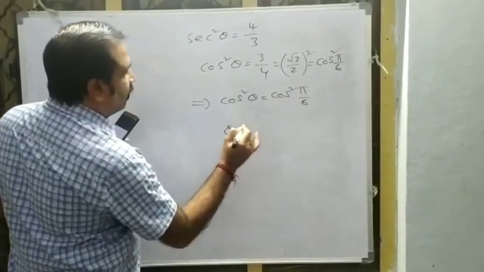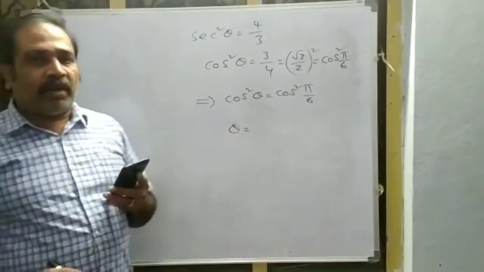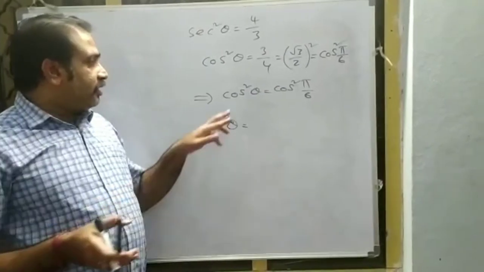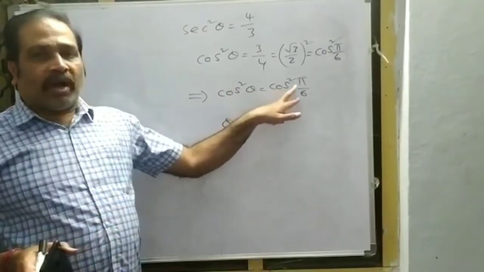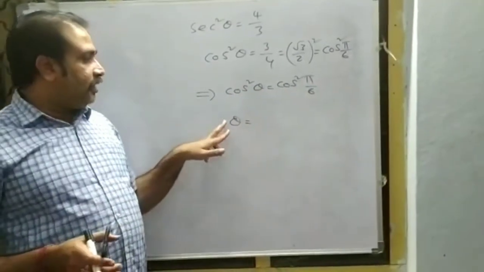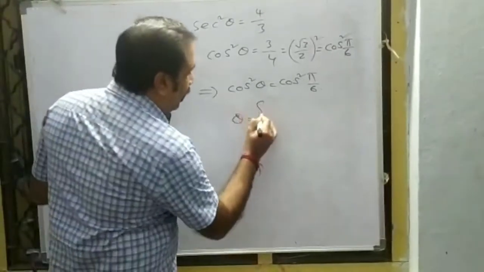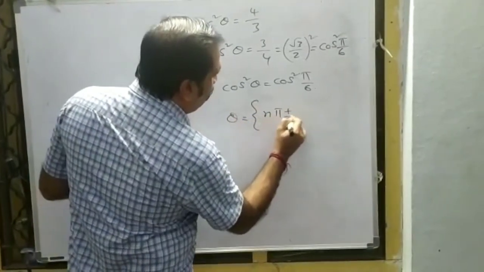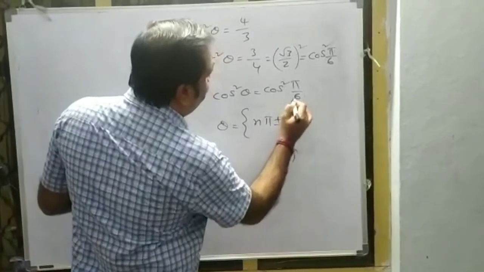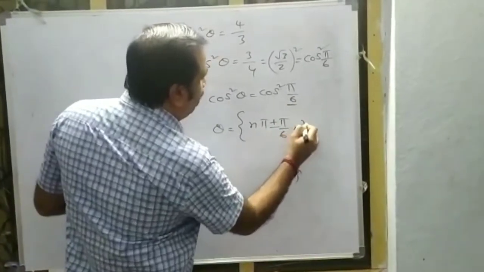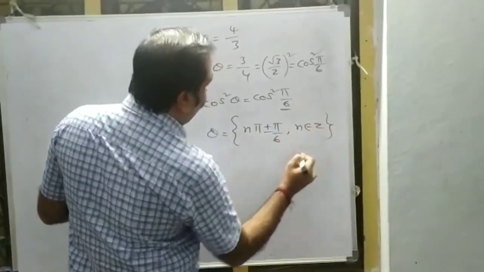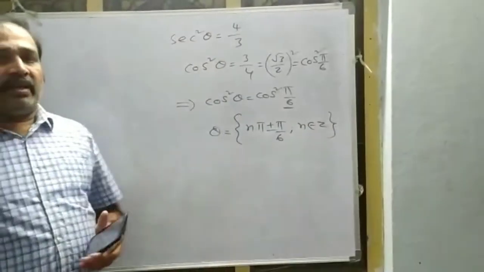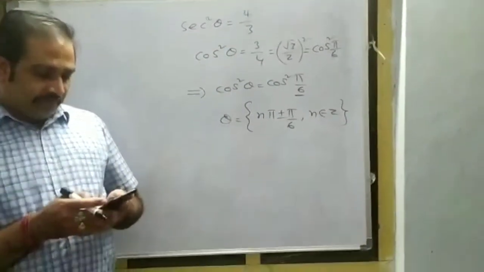Then what is our general solution? We have one formula, right. Any function, cos square theta equal to cos square alpha, then theta should be written as n pi plus or minus alpha. What is this alpha here? Pi by 6, such that n belongs to Z. It is our general solution. Completed.